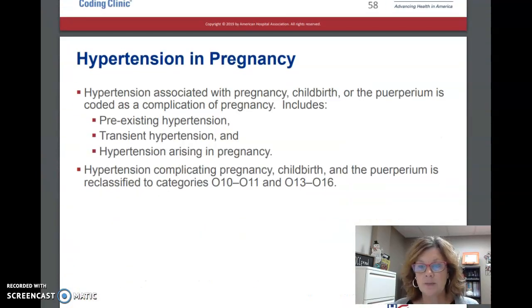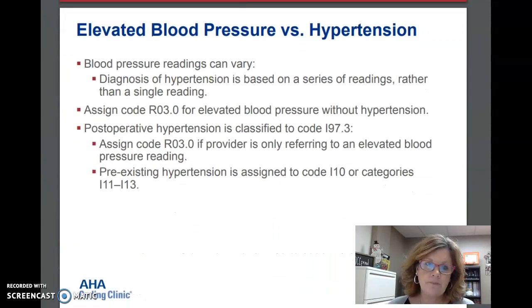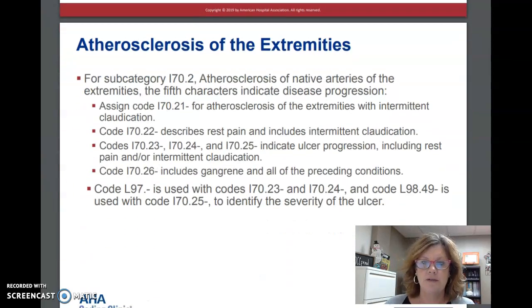Hypertension in pregnancy is a little bit different. We're going to be dealing with the O codes, so don't forget that. The other thing I want to bring up is elevated blood pressure versus hypertension. Keep in mind the blood pressure readings vary, and it could be because somebody has elevated blood pressure. If you're waiting at a doctor's office real long and it takes you a half hour to get in, you could work yourself up so much to have elevated blood pressure. It does not mean that you have hypertension. So keep that in mind.